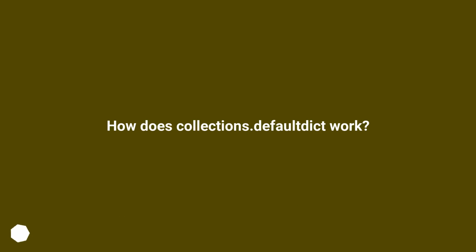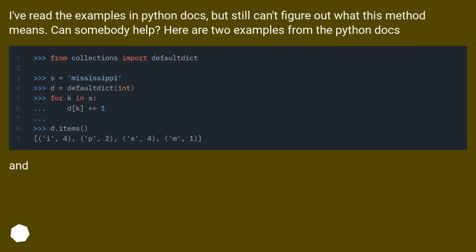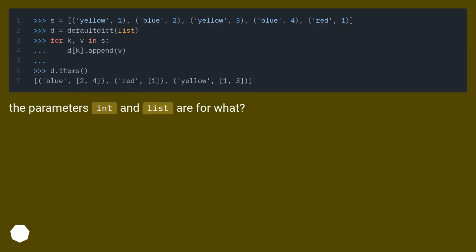How does collections.defaultdict work? I've read the examples in the Python docs, but still can't figure out what this method means. Can somebody help? Here are two examples from the Python docs. And the parameters int and list are for what?